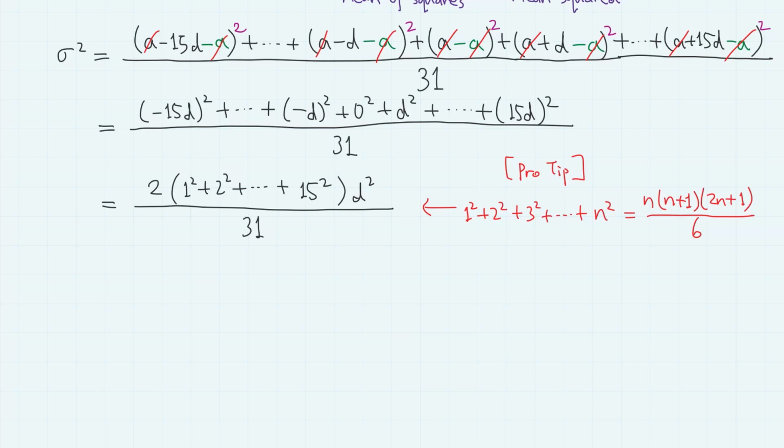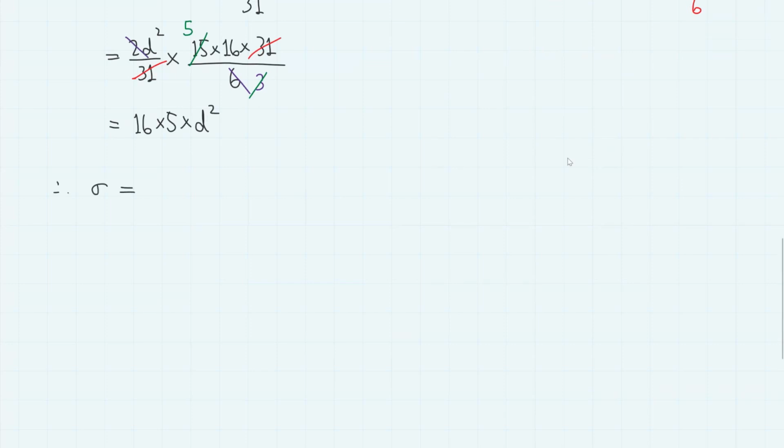Using the sum of squares of natural numbers formula, which is n times n plus 1 times 2n plus 1 divided by 6, first we have 2d squared divided by 31 times the formula with n equals 15. So 15 times 16 times 31 divided by 6. So the 31 cancels, this 6 becomes 3, which can be cancelled, and this 15 becomes 5. And let's write it as 16 times 5 times d squared, because it makes taking the square root easier. By taking the square root, the standard deviation sigma is given as 4 square root of 5 d, because it is given that d is positive.